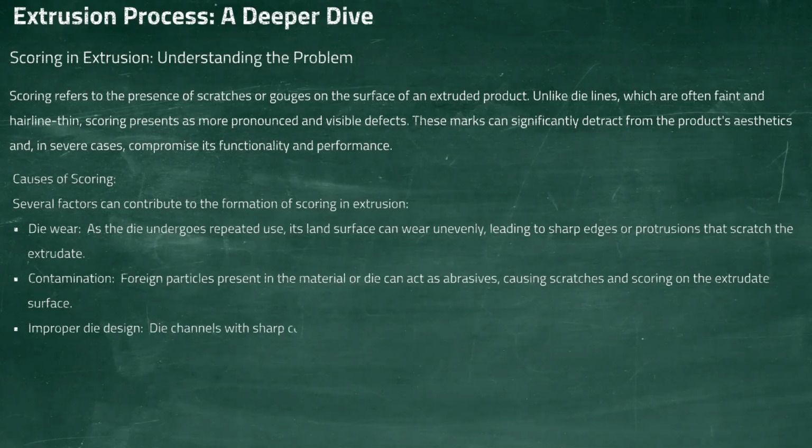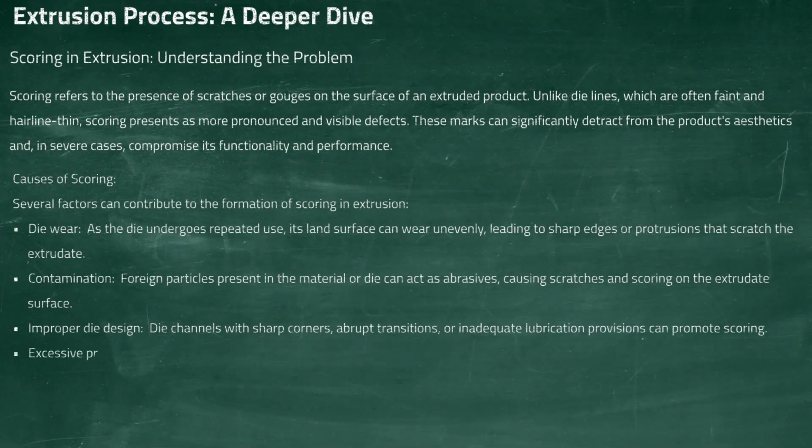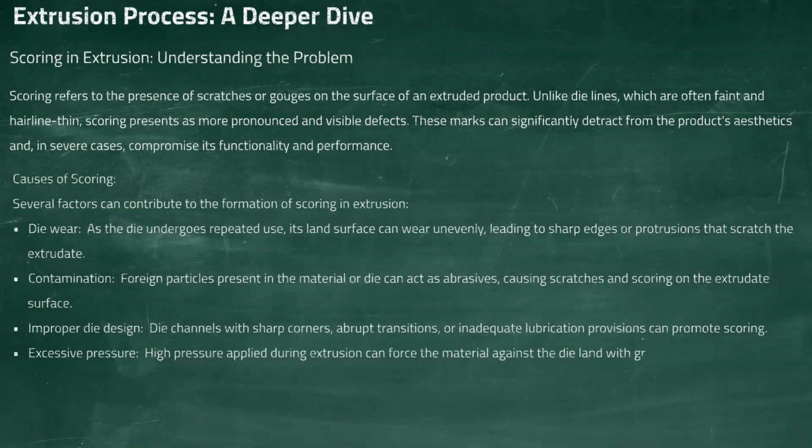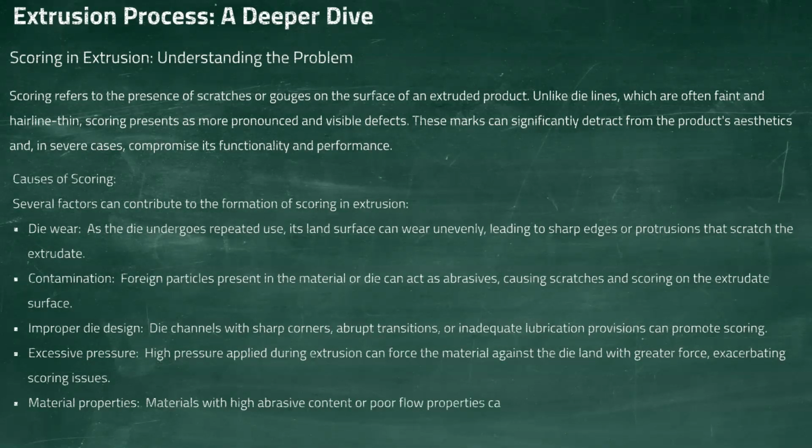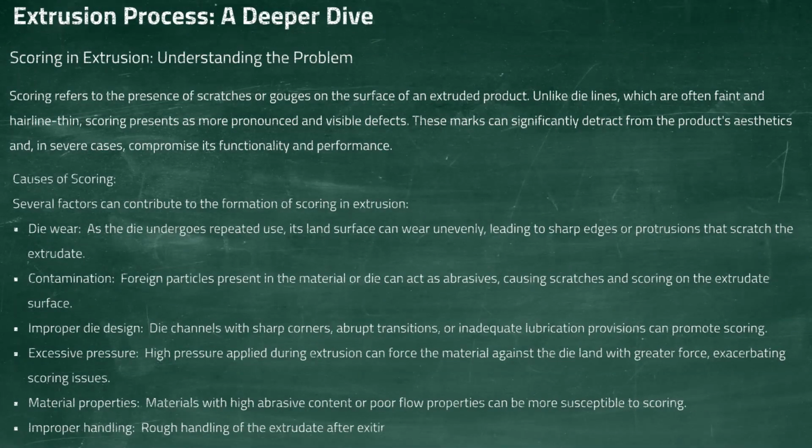Improper die design: die channels with sharp corners, abrupt transitions, or inadequate lubrication provisions can promote scoring. Excessive pressure: high pressure applied during extrusion can force the material against the die land with greater force, exacerbating scoring issues. Material properties: materials with high abrasive content or poor flow properties can be more susceptible to scoring. Improper handling: rough handling of the extrudate after exiting the die can also cause scoring.